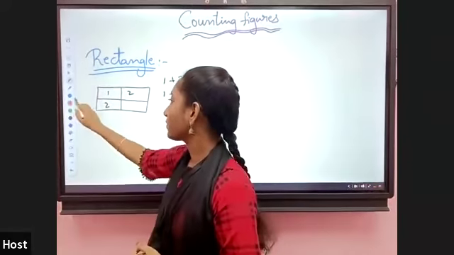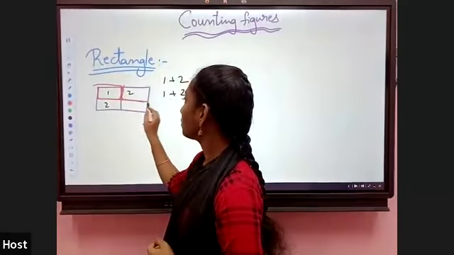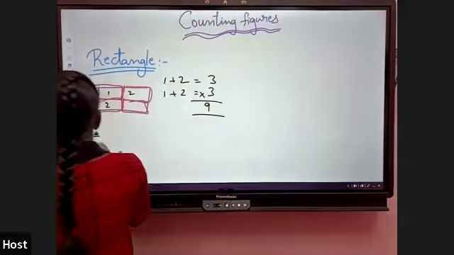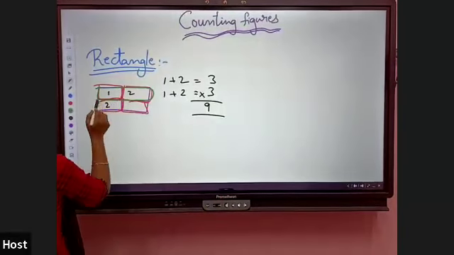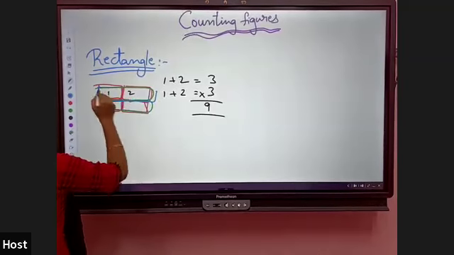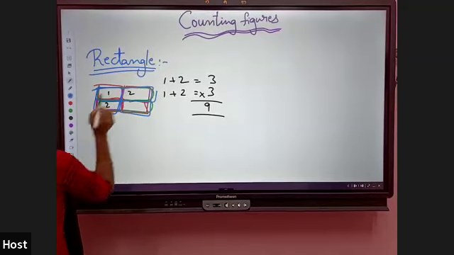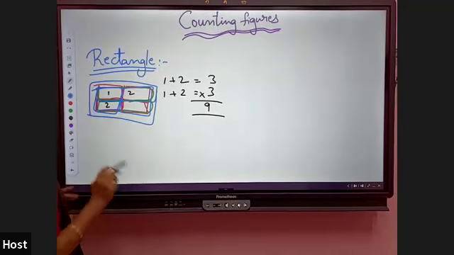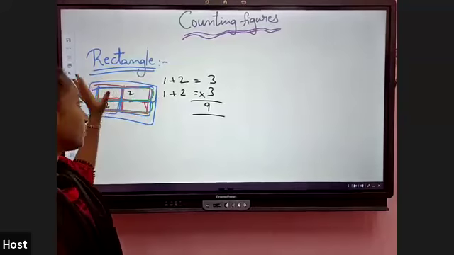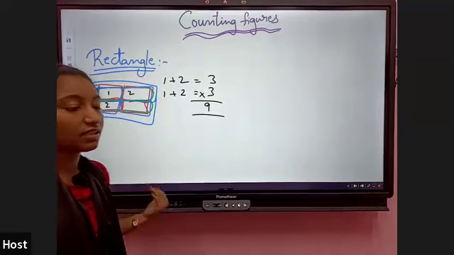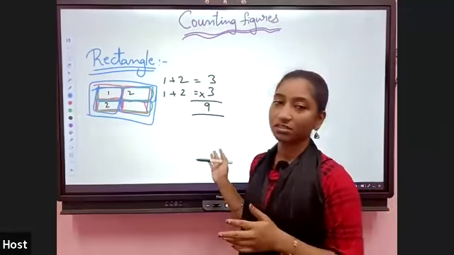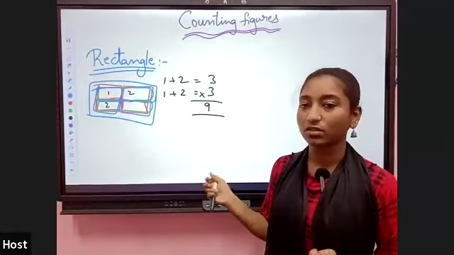Let us find them. 1, 2, 3, 4, 5, 6, 7, 8, and the big rectangle is 9. So in total there are 9 rectangles. We cannot find by counting all the rectangles one by one, it may take more time, but you can simply use this trick and solve easily.